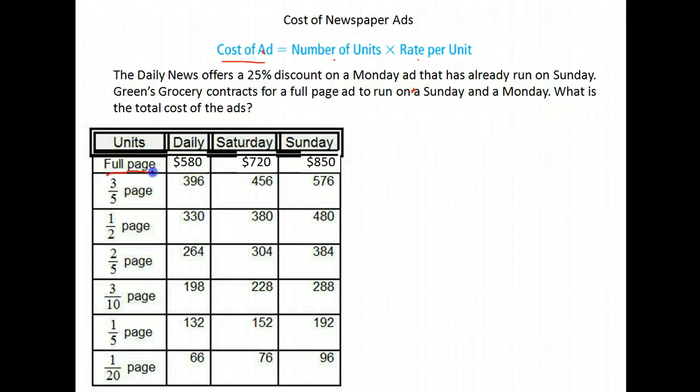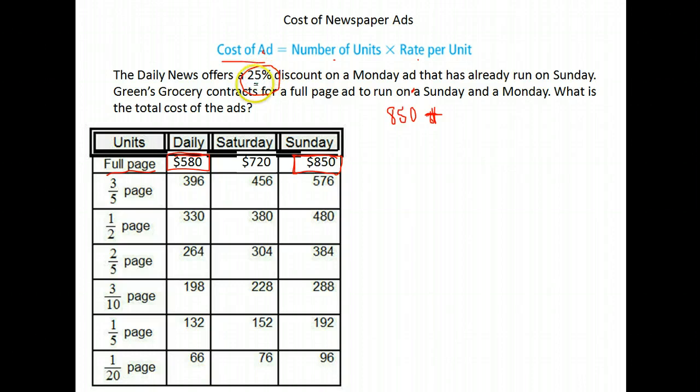Here's full page ads. Daily, that would be a Monday ad, would be $580, and Sunday, it says, is $850. Now we have to pay full price for Sunday. It's $850. Okay. Add to that the price for Monday. Well, we already ran it on Sunday, so we get a 25% discount, okay, on our Monday. So how much are we paying?